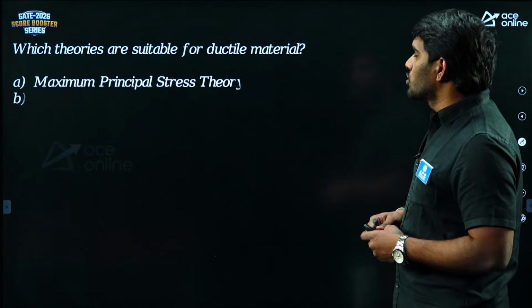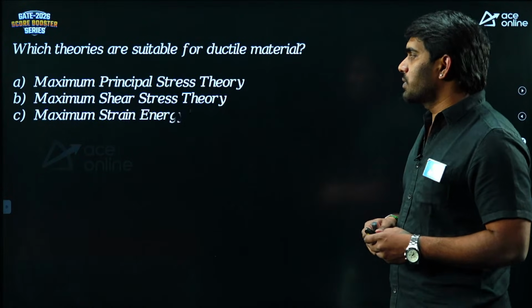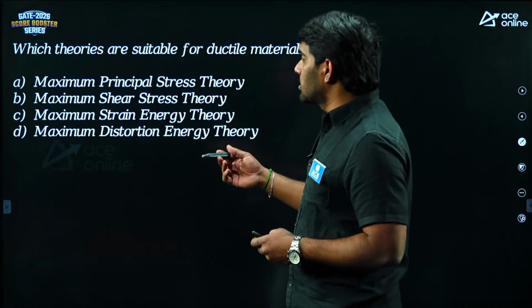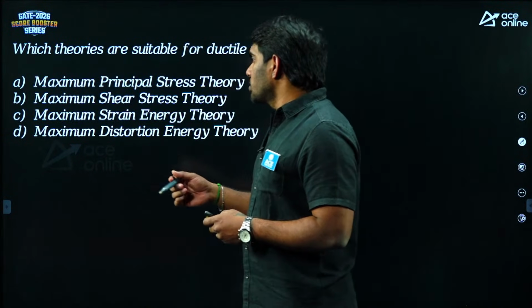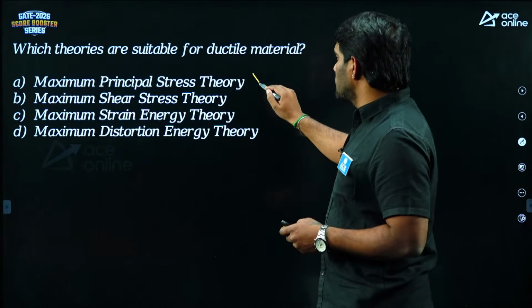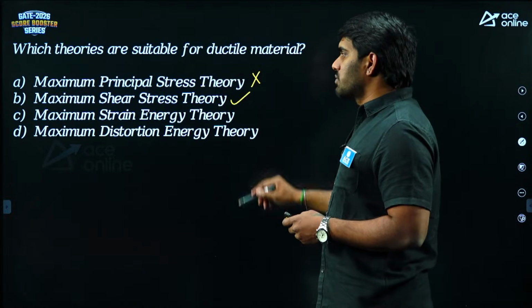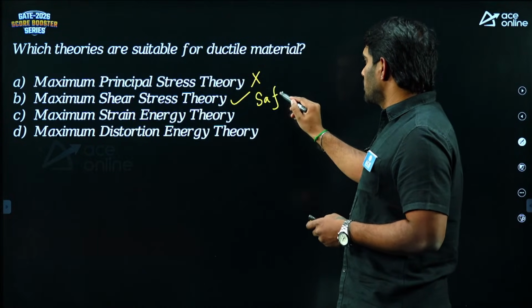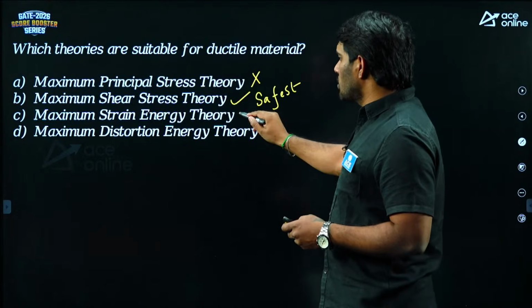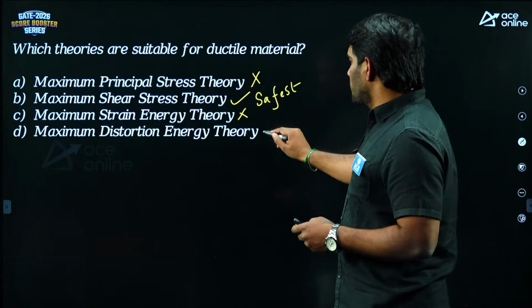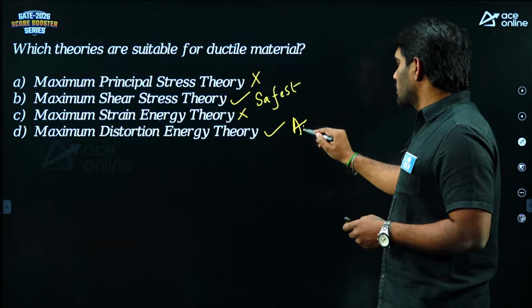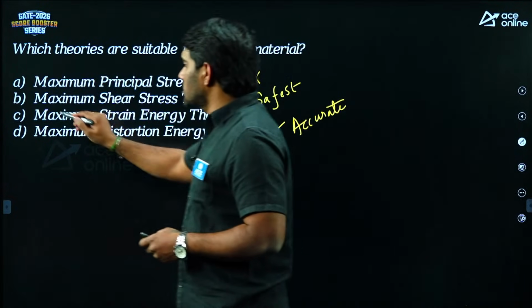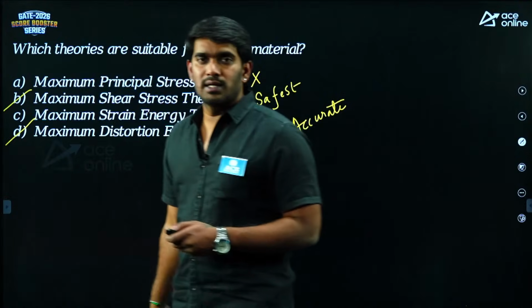Which theories are suitable for ductile material? Can you please say which theories are generally suitable? Okay, we know that this is MSQ. So in MSQ, it is not maximum principal stress theory. It can be maximum shear stress theory. It is considered to be the safest theory. As well as it is not maximum strain energy theory. Maximum distortion is considered to be the accurate theory. So the answer here for this question is B as well as D.